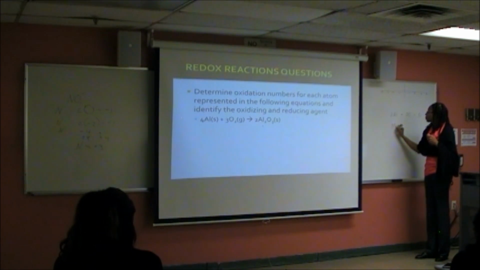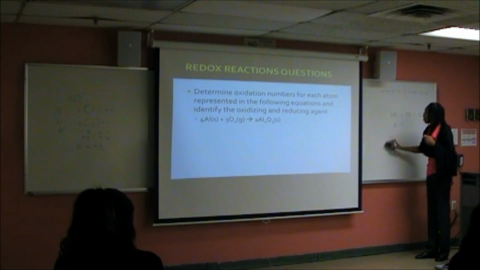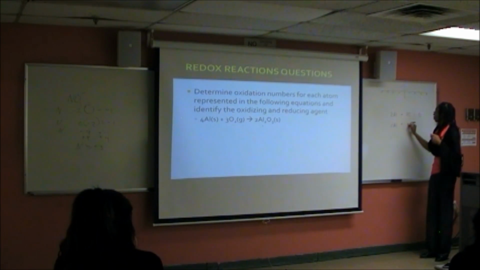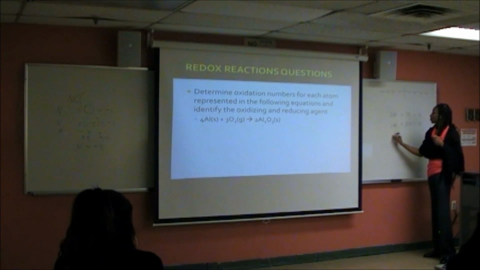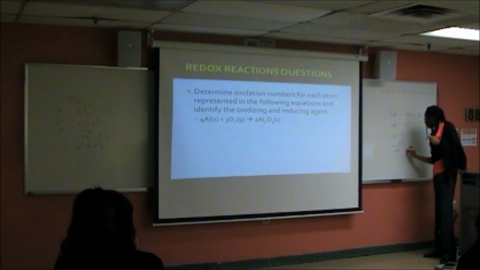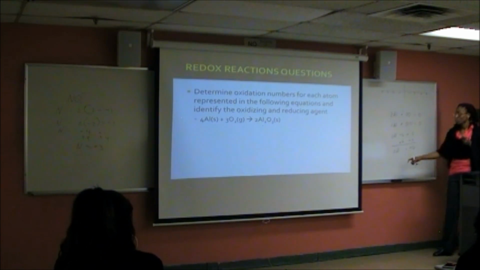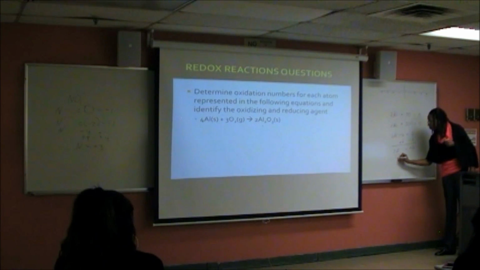How come it became 3? Oh, my fault. 2 Al plus 3 times -2, which goes to 0. And you get 6, -6 plus 6 equals 0. So you have 2 ALs, we've got to get rid of that 2. How do you get rid of this 2? Divided by 2. Oh, okay.